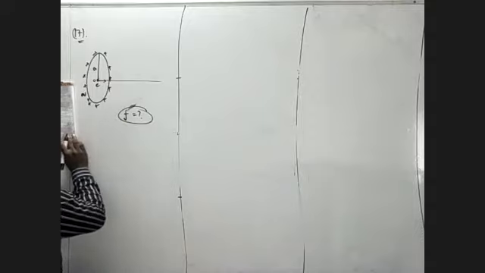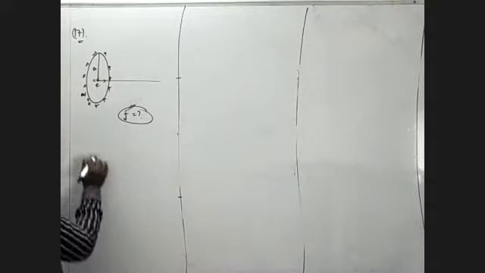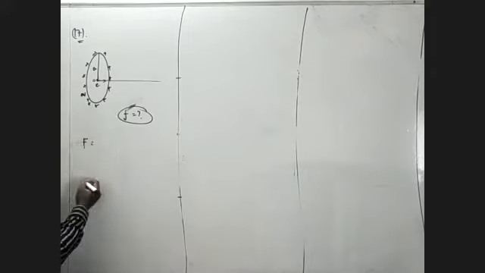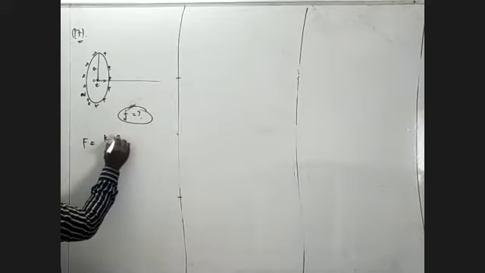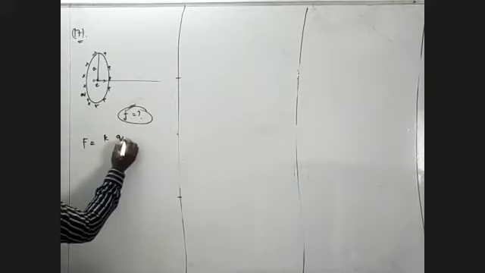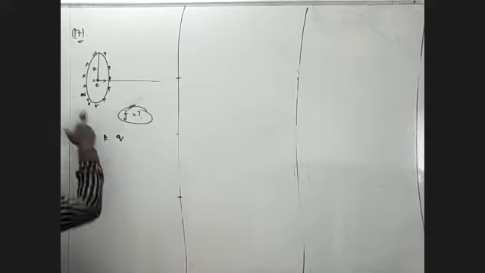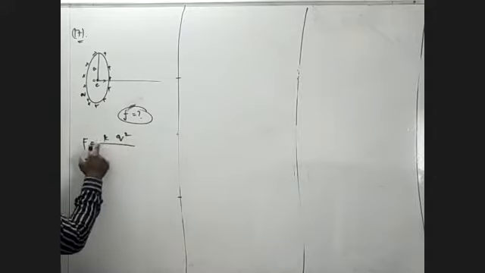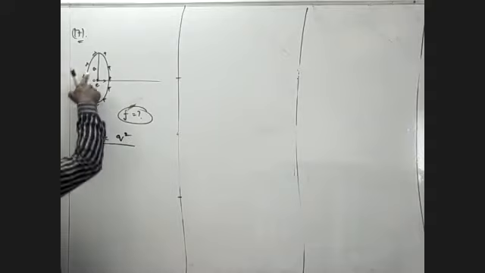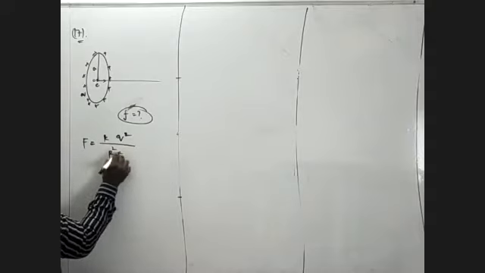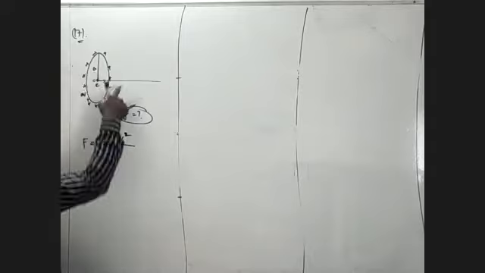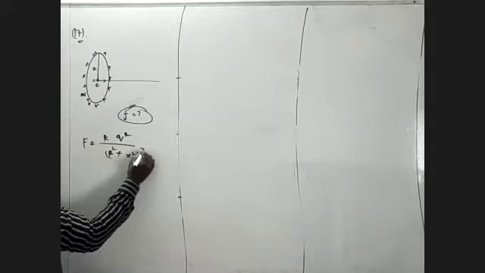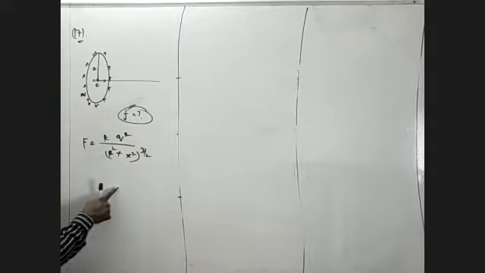We know very well one formula. The electrostatic force is acting on the axis. That is K Q square by R square plus X square whole power of 3/2. This is the force equation.